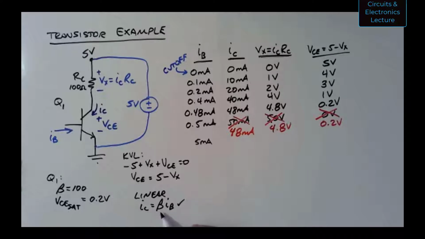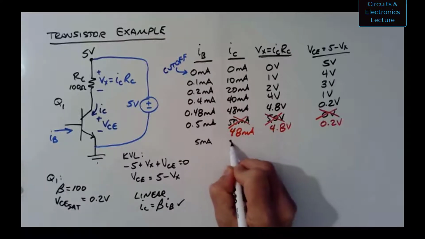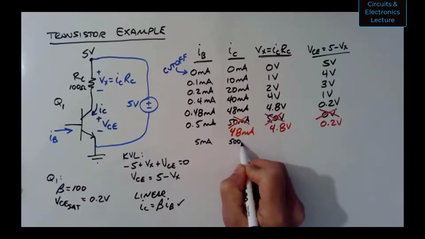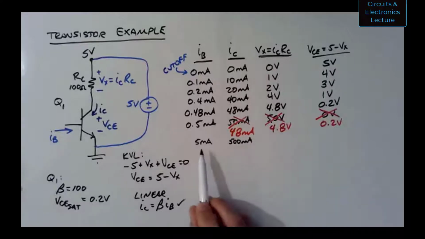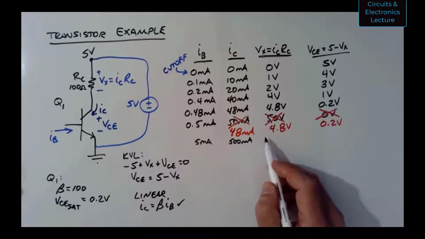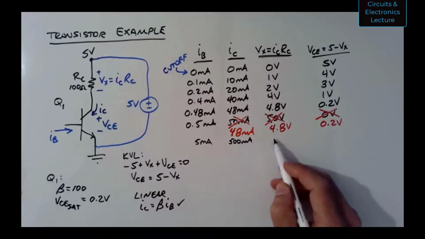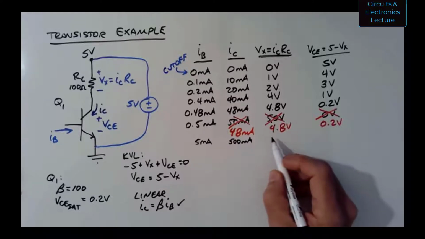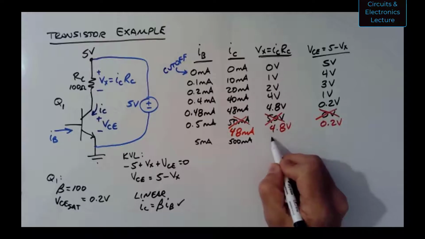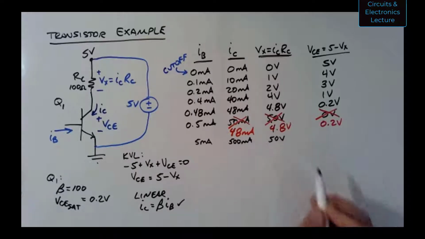I'm pretty sure we're not going to be operating in the linear region here, but let's assume that. So IC equals beta IB, if we're operating linearly, would mean that you have 100 times 5 milliamps, which is 500 milliamps, a half an amp, flowing into the collector. If we had 0.5 amps flowing into the collector, we would have that also flowing through the 100 ohm resistor, and we would have 50 volts, right? 500 milliamps times 100 ohms is 50 volts.